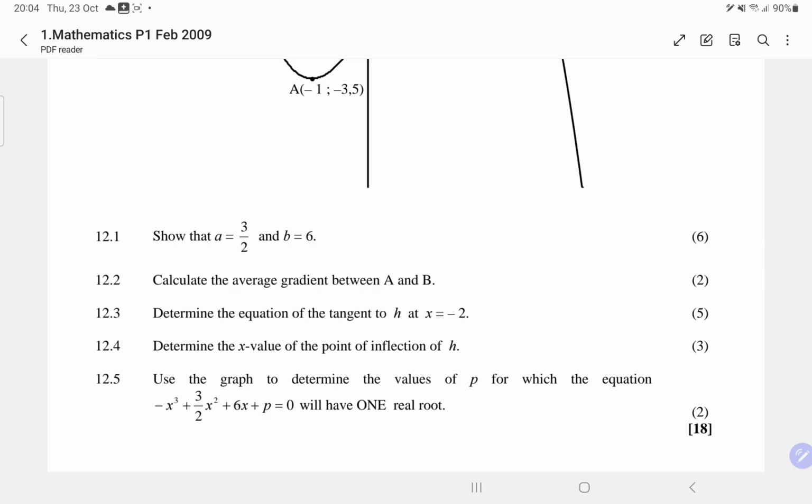We go to 12.3. Determine the equation of a tangent to h at x equals negative 2. Now, remember that a tangent is a line that touches the curve. y is equal to mx plus c. Now, the first thing we do, we write our equation, which we had.